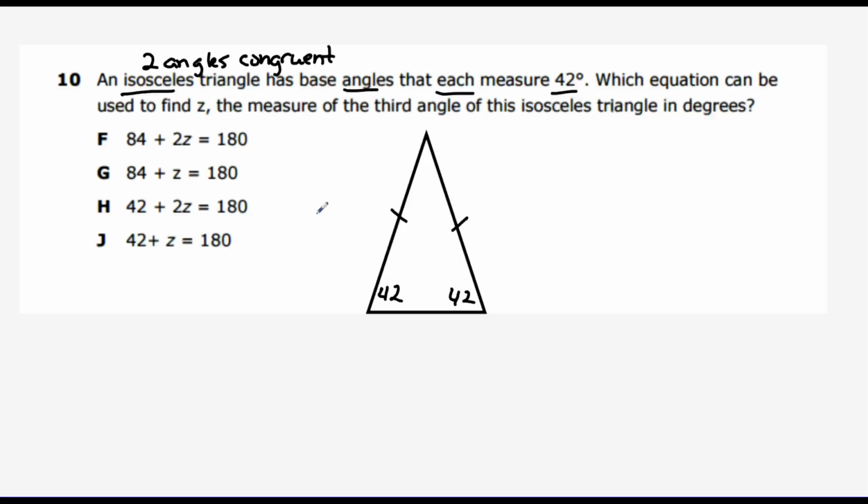Right, pup? This pup doesn't care about triangles. Which equation means find Z, the measure of the third angle, which is this one up here, in degrees. So we know all three angles in a triangle have to add up to. What do you mean you care about triangles now? You don't. You're a dog.